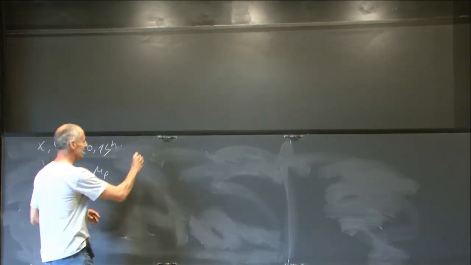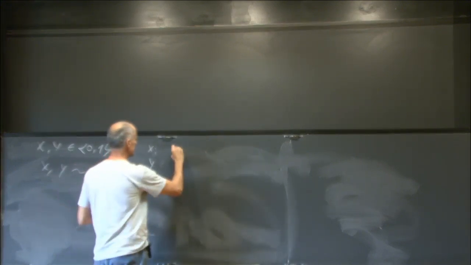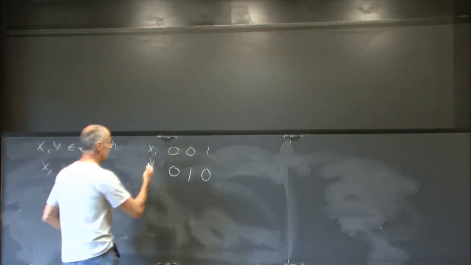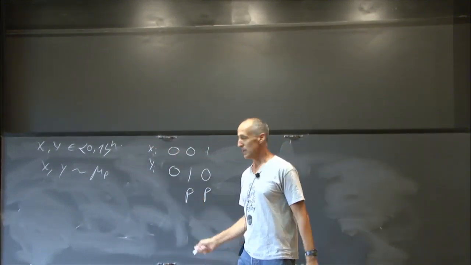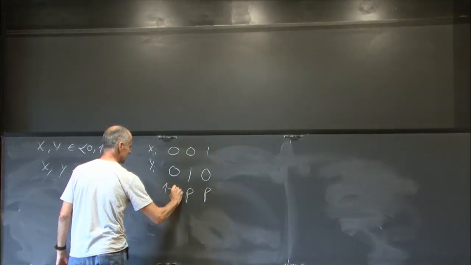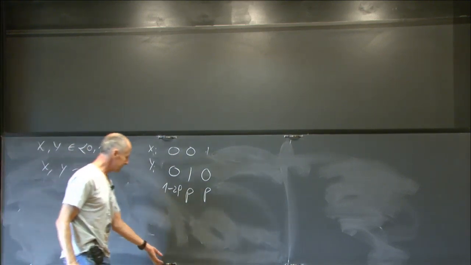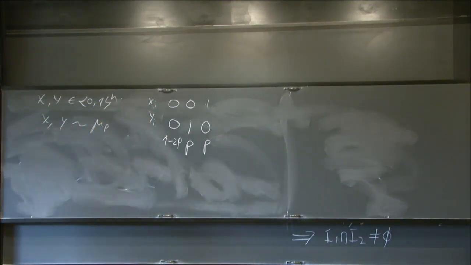Now, there's only one way to do that. The pair of coordinates x_i, y_i can either be 0,0, or 0,1, or 1,0, but they can't be 1,1. And if I want x_i to be distributed mu_p, this has to happen with probability p, and this has to happen with probability p. And then there's no choice but to let this happen with probability 1 minus 2p. And this is why you can only do this if p is less than 1 half. And the different coordinates are independent. x_i and y_i are independent of all the x_j's and y_j's for i different than j.